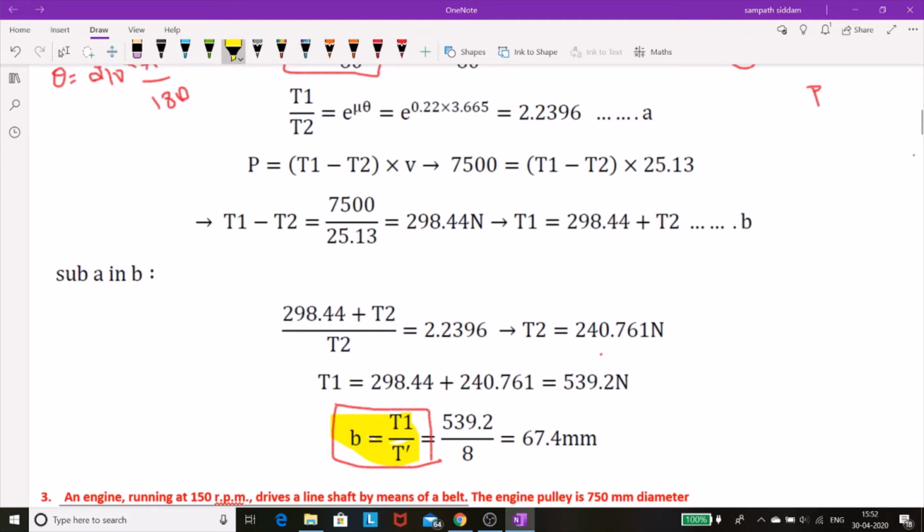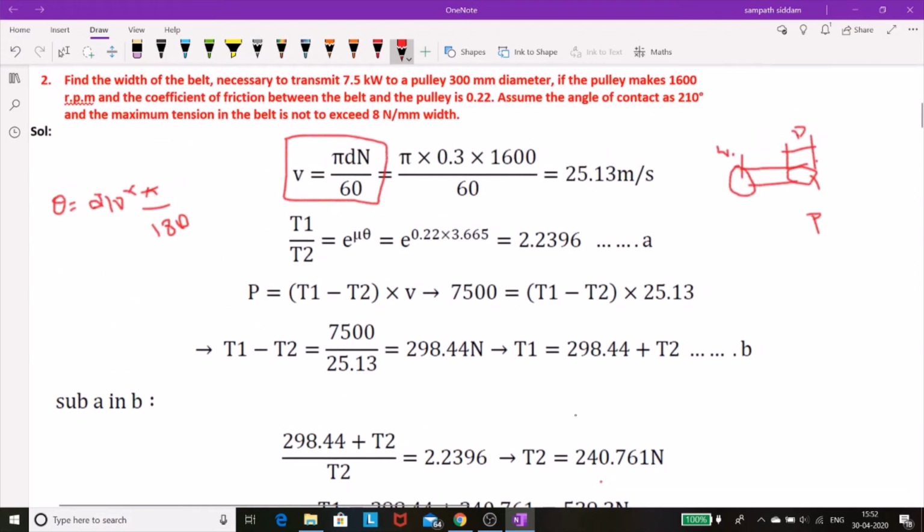So is this problem clear? Finally, I got the width of the belt as 67.4 mm. Is it clear? Any doubts in this problem? If so, please do revise the problem once again. Okay, let's move on to another problem.